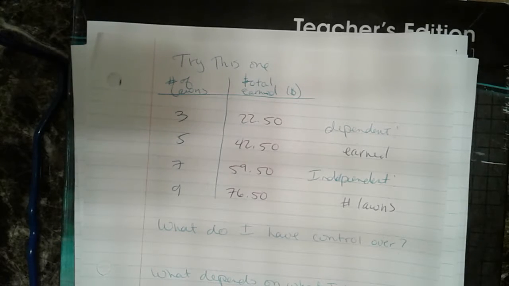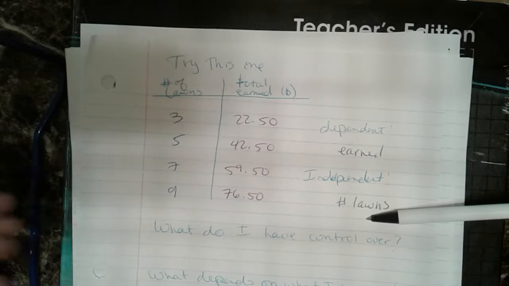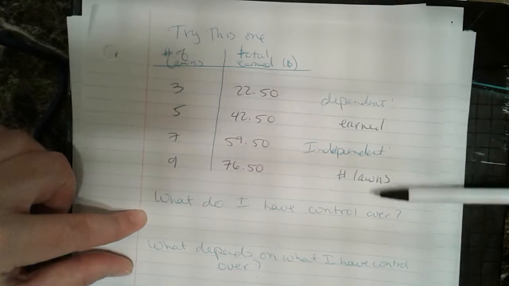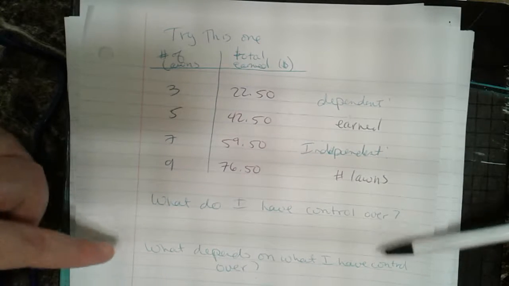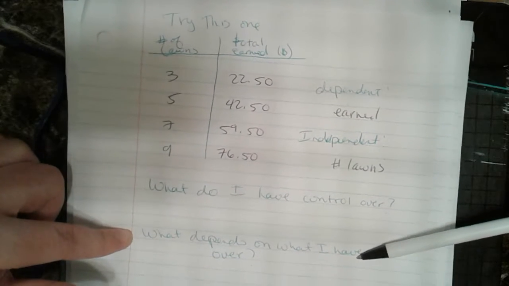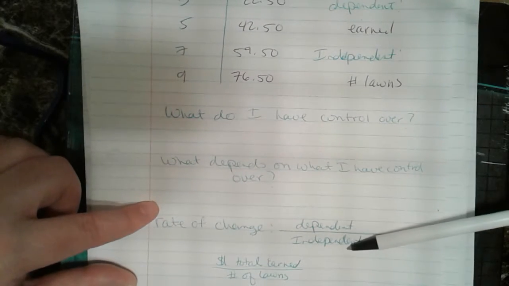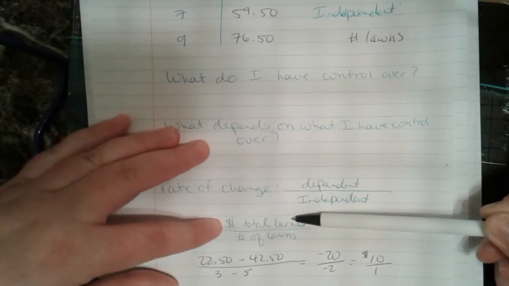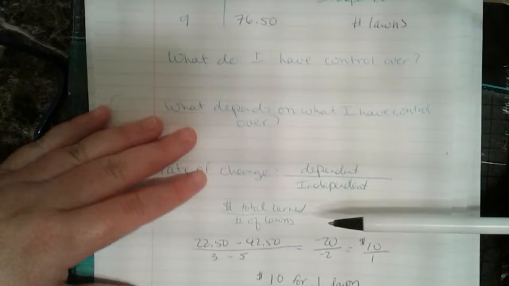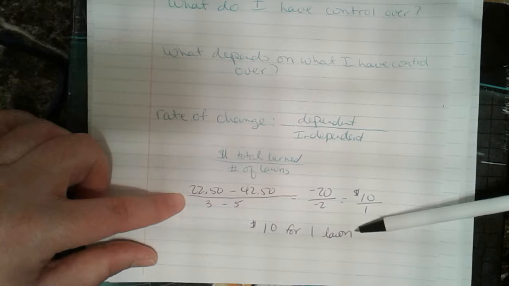Okay, assuming you did that, you would have realized that the dependent variable was the earned money, and the independent variable was the number of lawns, because I have control over how many lawns I mow, and the money I receive depends upon that. The money I receive depends upon the number of lawns I mowed. So again, rate of change is dependent over independent, and so it's going to be total earned over number of lawns. I just used the first two, and I came up with $10 for one lawn.